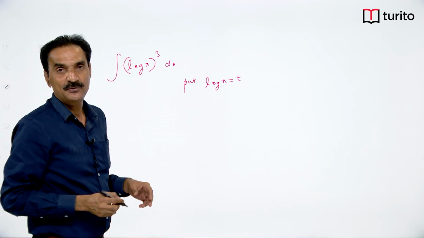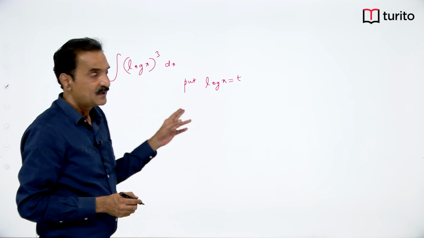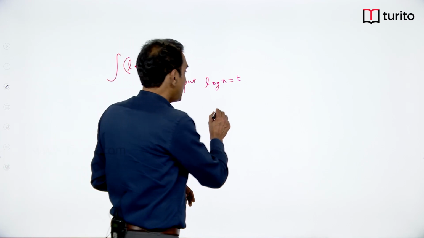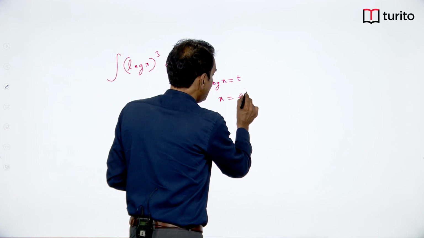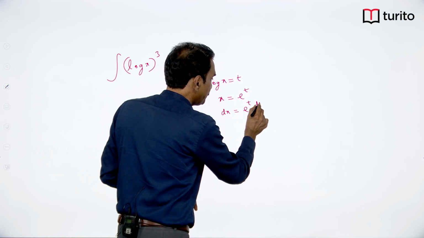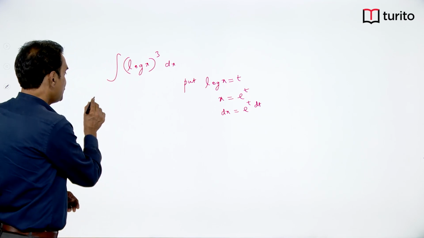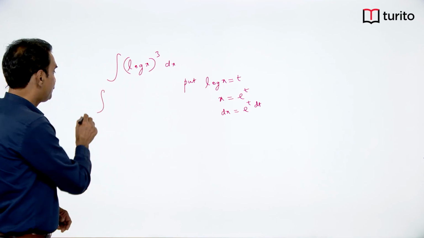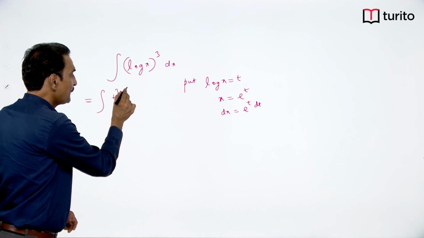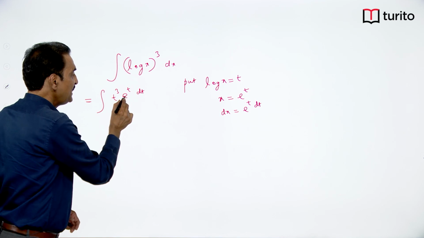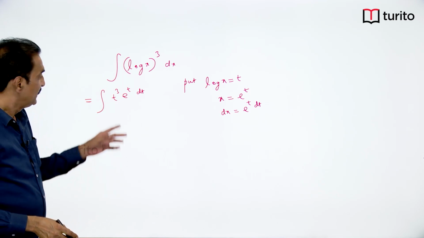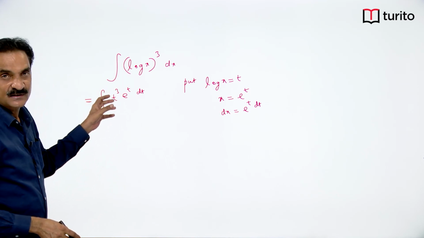If you put log x is equal to t, its derivative is 1 by x, which is not there. So, we write log x is equal to t as x is equal to e power t, then dx is equal to e power t dt. Then this becomes integral t cube into e power t dt. Now, we need to integrate it by parts until the power of t is completely reduced.